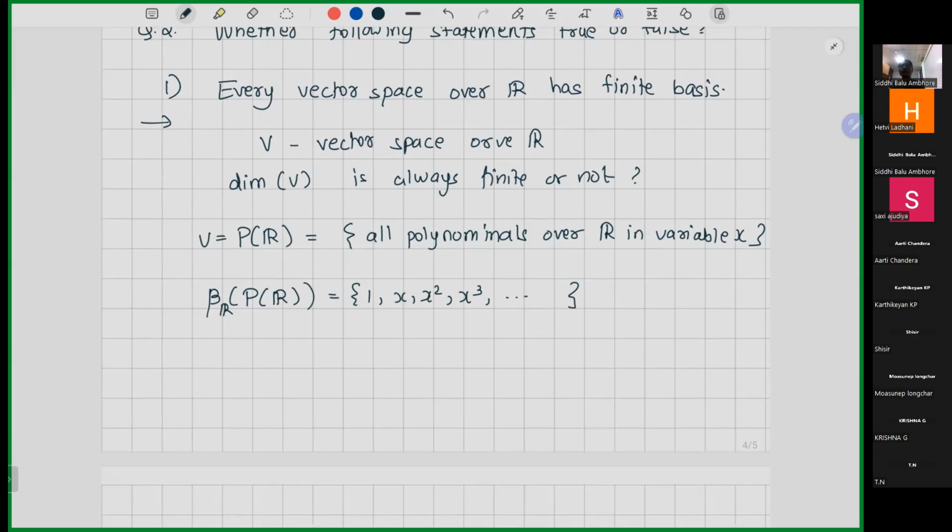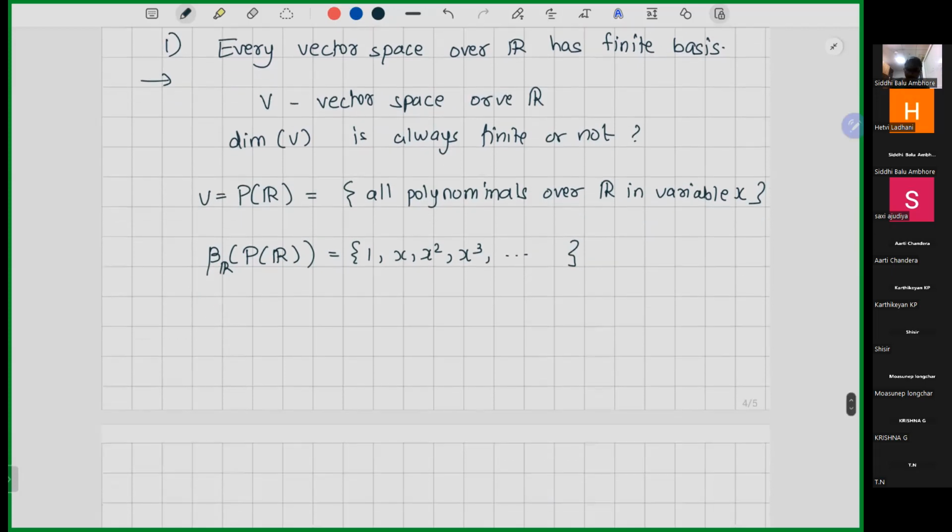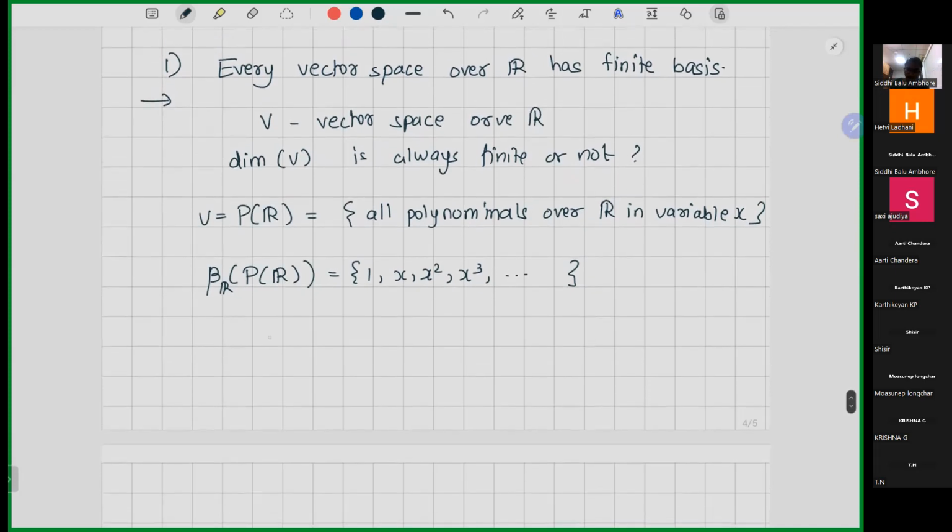Any doubt? So this is not true. Or let me write, this is false, that we can have a vector space with an infinite basis over R.